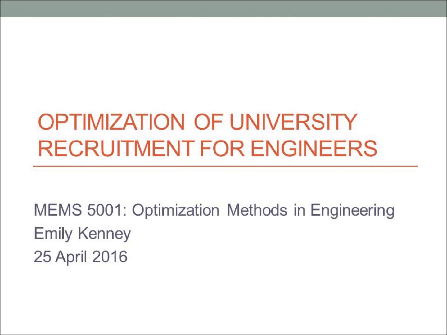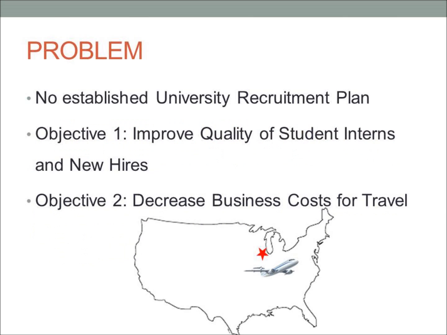My name is Emily Kenney, and my final optimization project was optimizing university recruitment for engineers. The problem is that the medical device company that I work for in Chicago, Illinois, has no established university recruitment plan for our engineering team, and students are typically just hired from alumni universities. So the first objective is to improve quality of student interns and new hires, and the second objective is to decrease the business costs for travel.